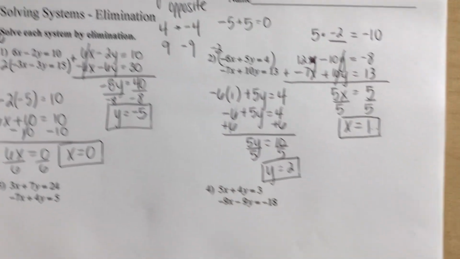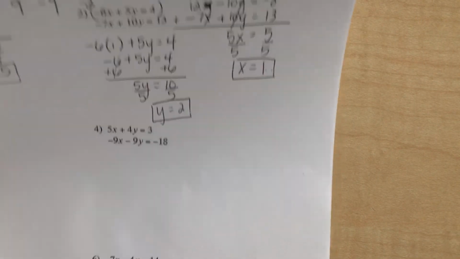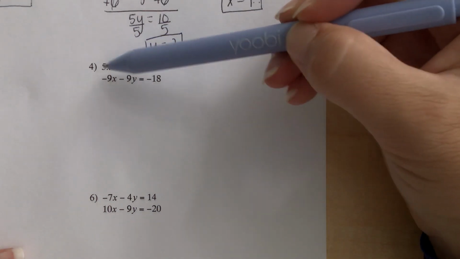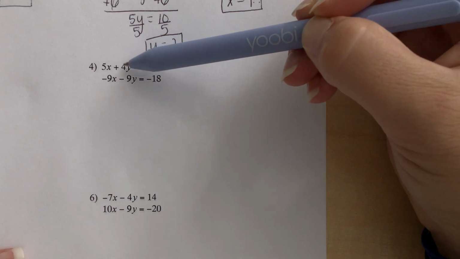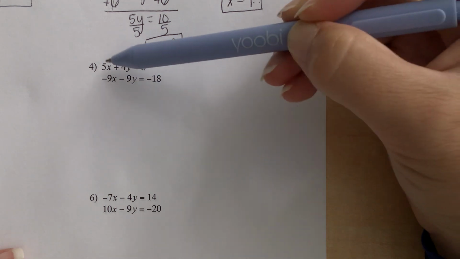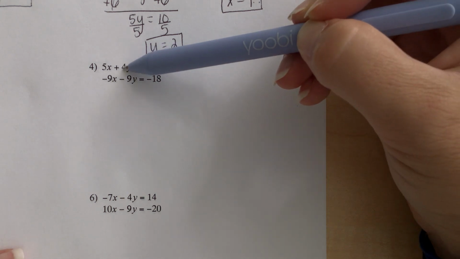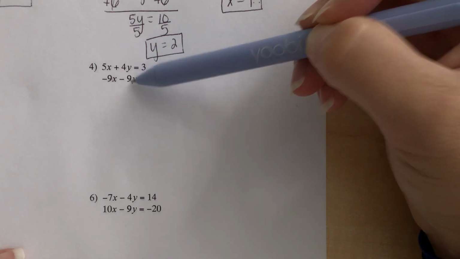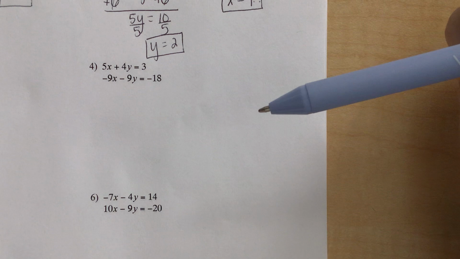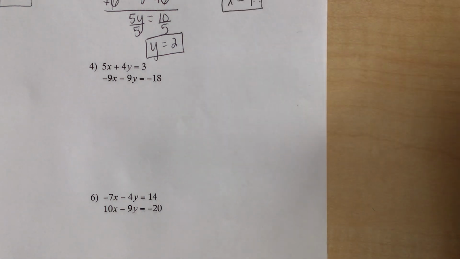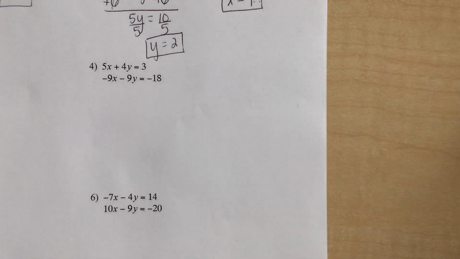So let's take a look at number 4. All right, so if you look at number 4, I have a 5 and a negative 9, and here I have a 4 and a negative 9. There's nothing I can multiply by 5 to get to negative 9, and there's nothing I can multiply by 4 to get to this 9. So we're going to have to multiply both equations.